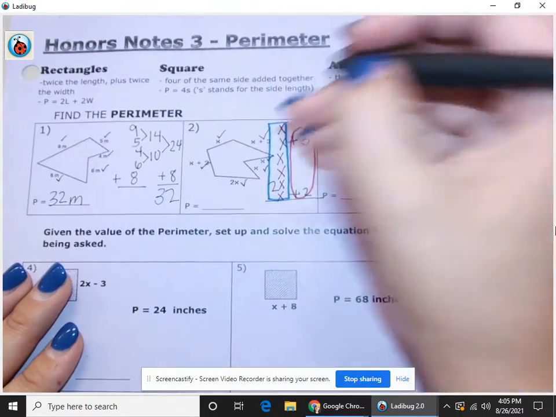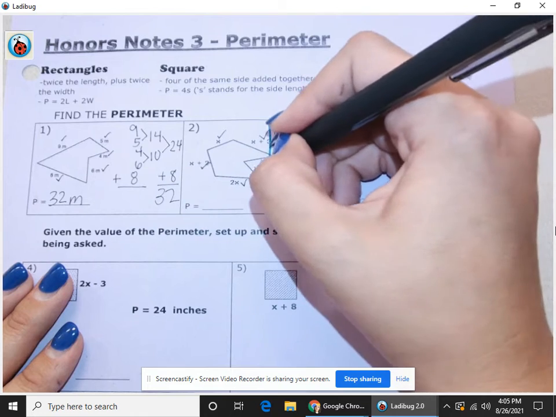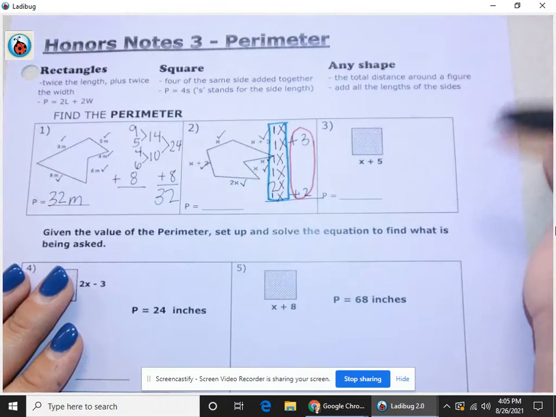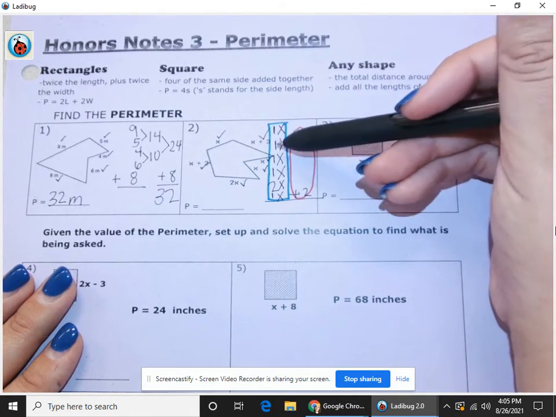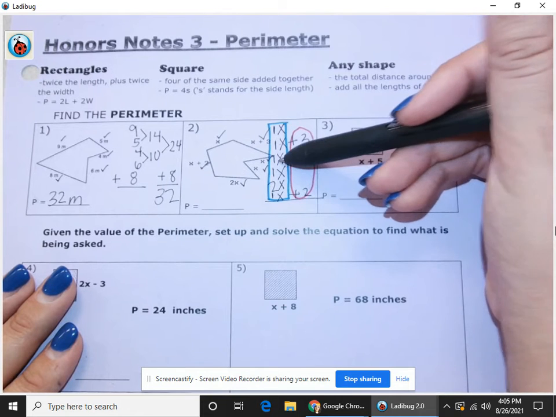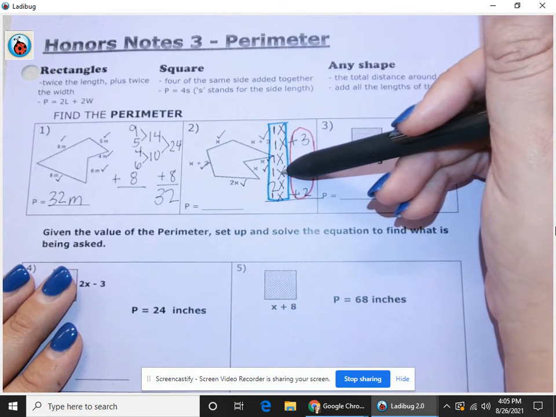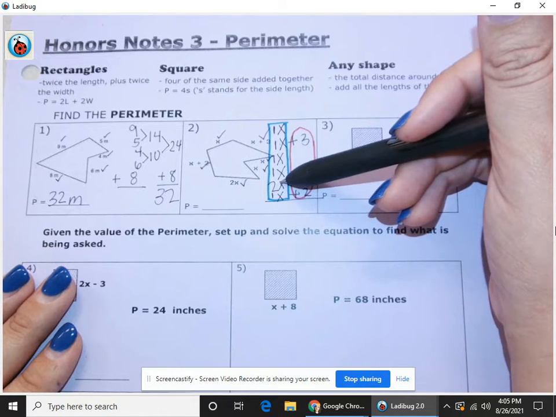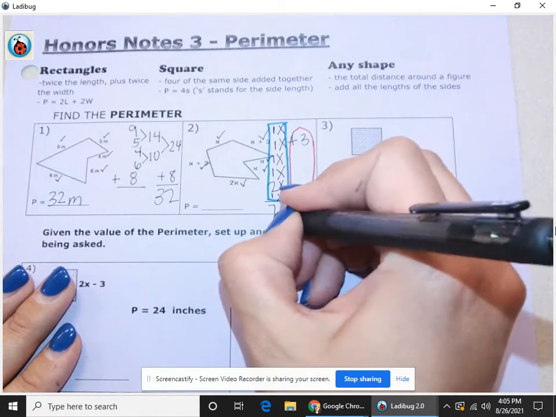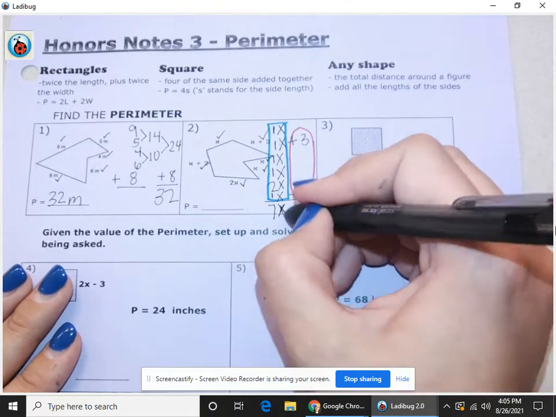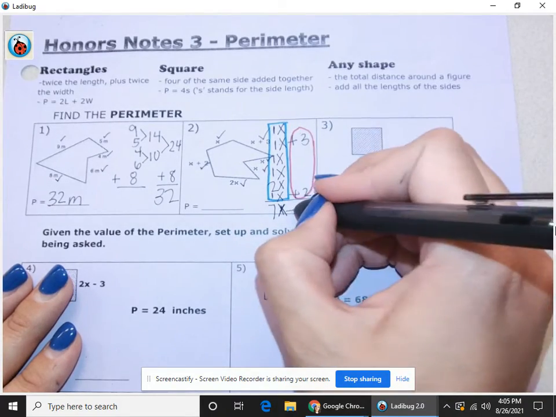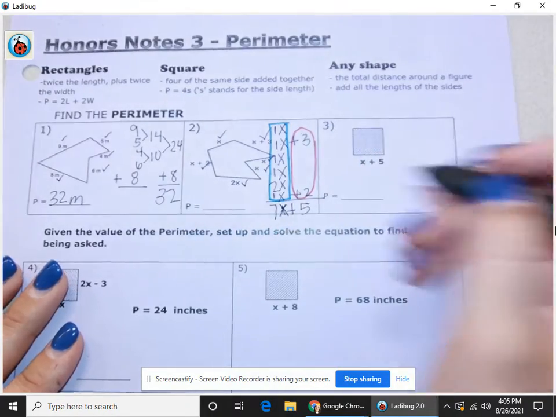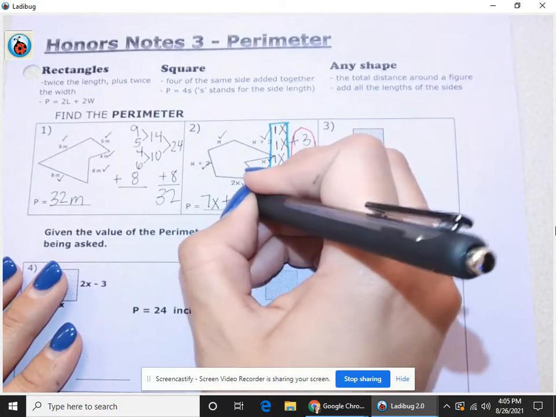Now, each of these x's is really like 1x. So when I'm adding them together, I'm adding 1 plus 1 is 2, plus 1 is 3, plus 1 is 4, then I have 2 here, so that gets me 6, plus 1 is 7, and then I have my variable of x. And then 3 plus 2 is 5, so my perimeter is 7x plus 5.